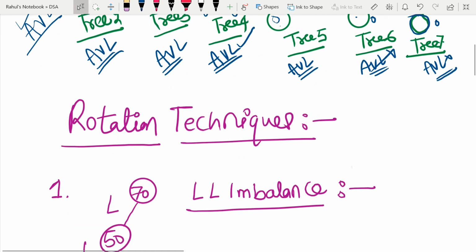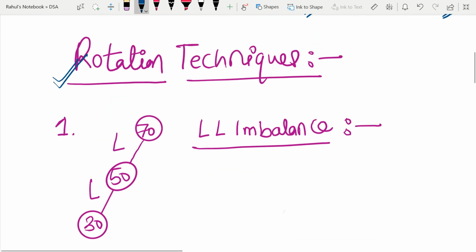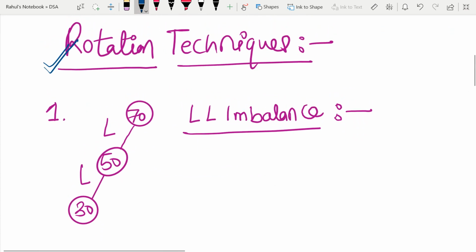So basically for that we use rotation techniques. So what are rotation techniques? Whenever you are applying balance factor on a tree, suppose this is the binary tree, because 70 is the greatest from 50 and 30, so suppose 70 is your first node, then 70 is this, 50 is this, and 30 is this.